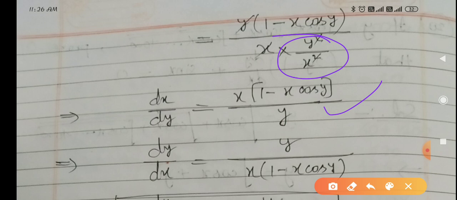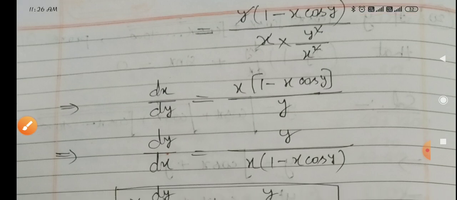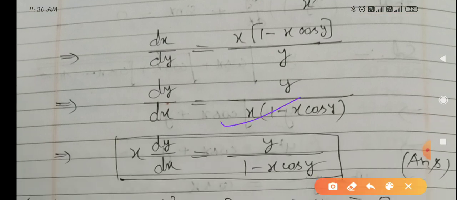Now dy upon dx, you know very well, you can take the reciprocal: y upon x into 1 minus x cos y. Now x can be taken to the LHS by cross multiplying. So x dy upon dx equals y upon 1 minus x cos y, which was to be proved. So like this you can prove the question.